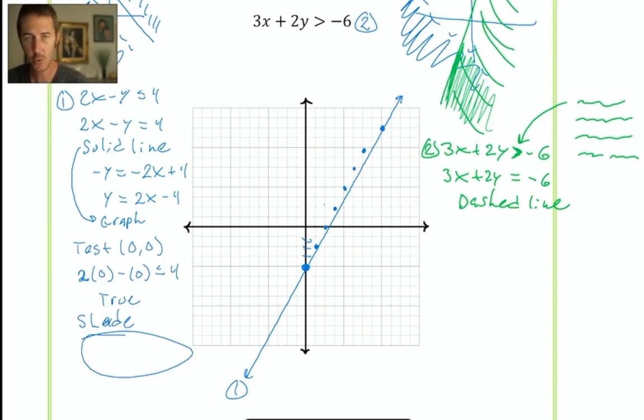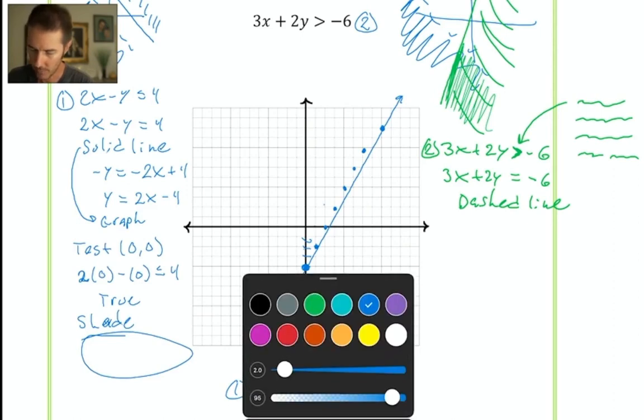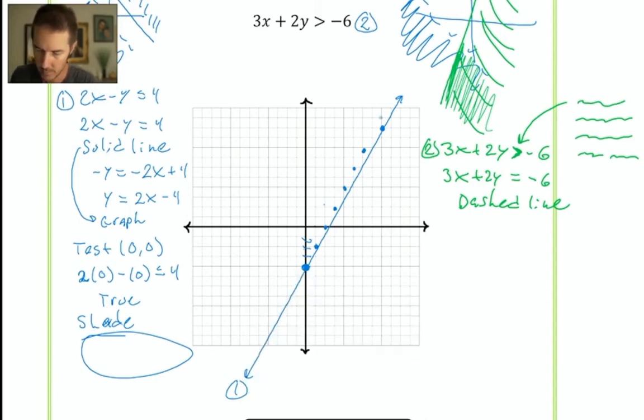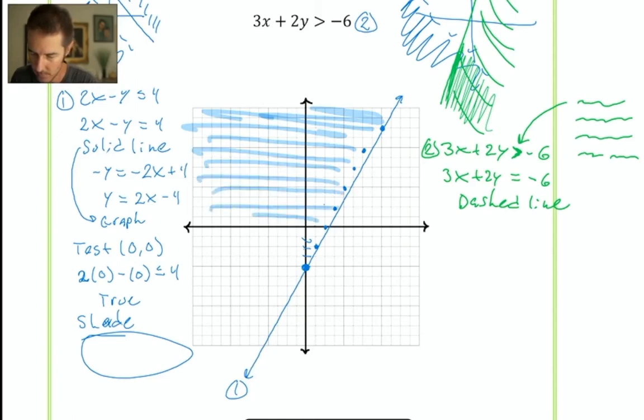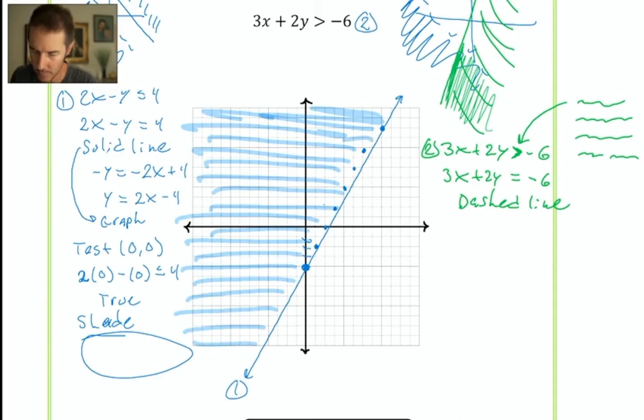Now, don't shade too dark. Maybe medium scribbles on this one. So I'm going to change my opacity here, and I might make my diameter a bit larger. And let's do some shading. Shading the region that included my test point because that test point tested true. All right, and then now let's go green.